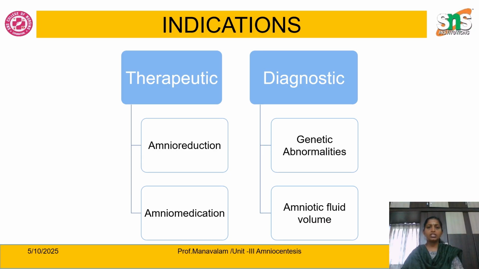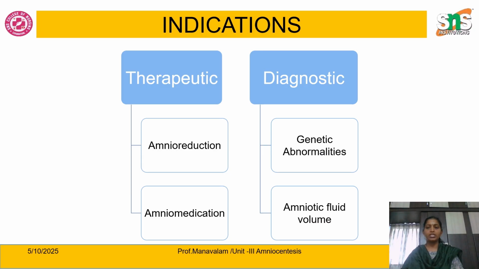Under the therapeutic indication, the first one is amnioreduction. Amnioreduction is one type of procedure. Here they are reducing the amount of amniotic fluid. Actually, at term, the amniotic fluid volume is 800 to 1000 ml. For some mothers, the amniotic fluid may exceed more than 1000 ml. If there is excessive amniotic fluid, it gives rise to complications to the mother as well as the fetus. So in order to maintain the fetal and maternal well-being, they will reduce the amount of amniotic fluid through the amniocentesis procedure.